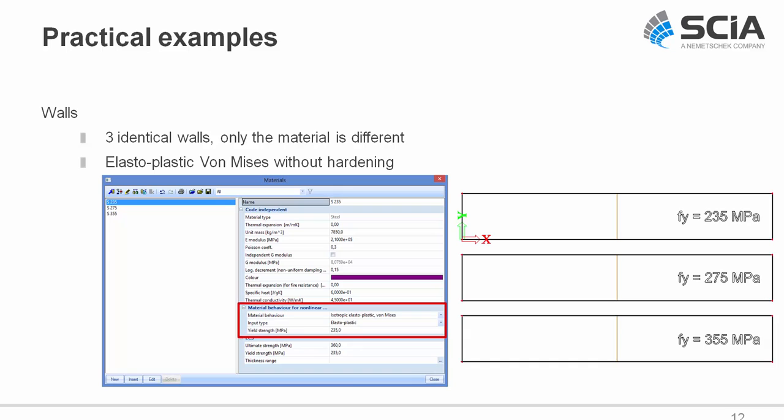Okay, let's now have a look at some practical examples in SCIA Engineer itself. And the first practical example is called walls. So this is an example which consists of 3 identical walls, as you can see on the right side. Only the used material is different. And of course, in this example, the elasto-plastic von Mises without any hardening is used for material behavior for nonlinear analysis.